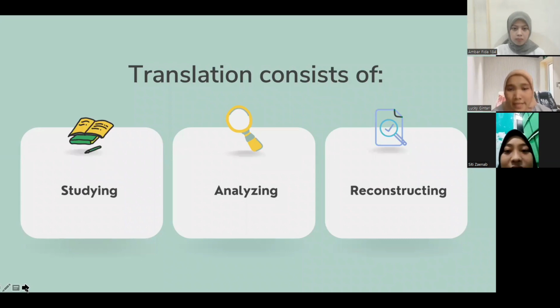Translation consists of studying the lexicon, grammatical structure, communication situation, and cultural context of the source language text. And the next, analyzing it in order to determine its meaning. And the last one, reconstructing the same meaning using the lexicon and grammatical structure which are appropriate in the target language and its cultural context. Okay, the next slide will be explained by Ambar Fida.